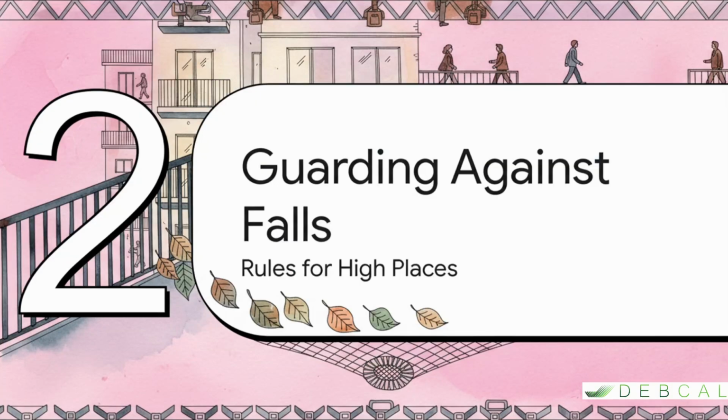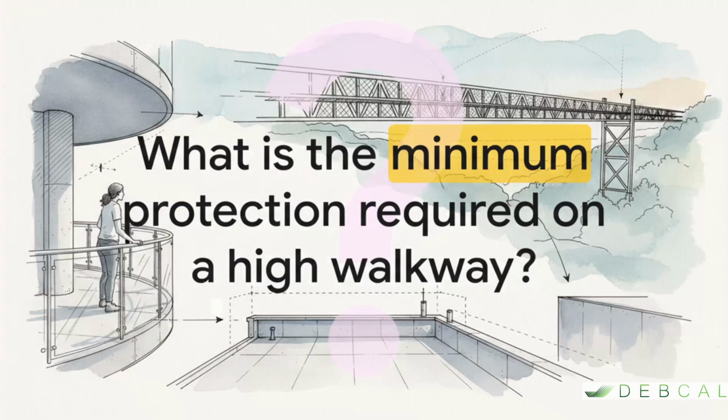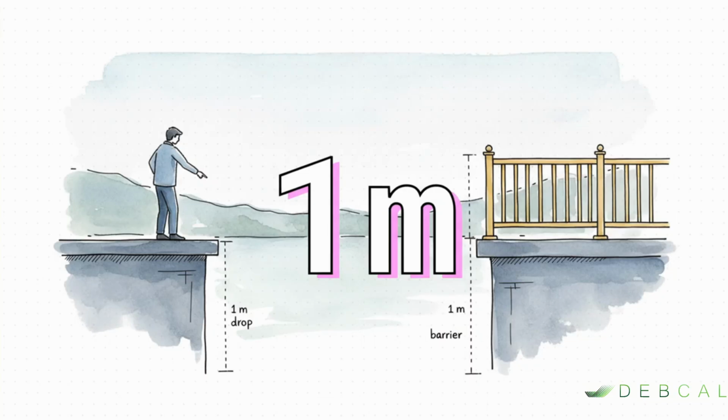Okay, so let's see how this two-part structure actually works in a real-world situation, like guarding against falls. This is where those deemed to satisfy specifics become so important. So just imagine for a second you're standing on a balcony, maybe a bridge, or even a flat roof. There's a drop right in front of you. At what point does that drop trigger the need for a barrier? And just how high does that barrier have to be? And this is where the code is brilliantly clear. The rule is simple. If any edge you can walk up to is more than 1 meter above the ground next to it, it must have a protective barrier that is at least 1 meter tall. A 1 meter drop means a 1 meter barrier.